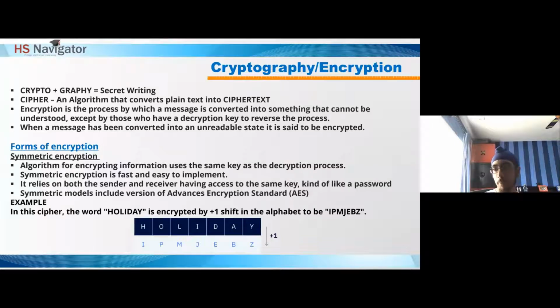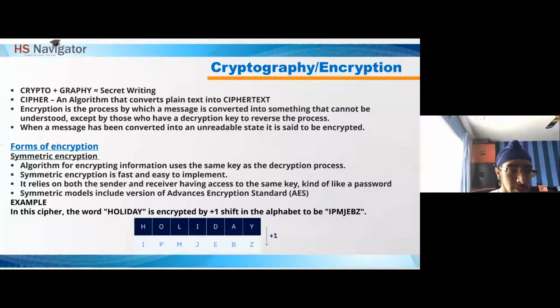A lot of times in this presentation we mentioned cryptography and encryption, so I'm just going to go over some examples of what cryptography and encryption really are. Cryptography basically is a combination of crypto and graphy, which is secret writing, and that's what cryptography is. Cryptography uses what's called ciphers, which are algorithms that convert plain text, the text that you want to send, into what's called ciphertext, which is an encrypted message. That's the process of how that message is converted into something that cannot be understood except by someone who knows how to decrypt it.